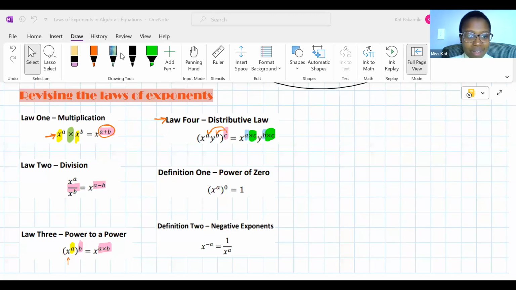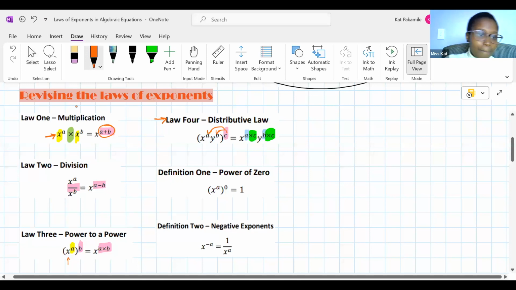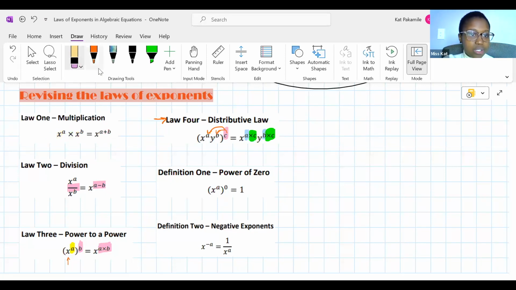So what I said was in law number 1, we are multiplying. For multiplying two of the same bases, then you add your exponents. So we had x and x, so you keep the base. There we kept it, so it's x to the power of a plus b.